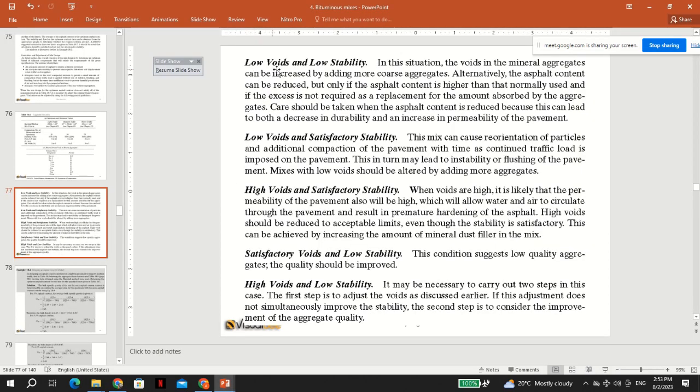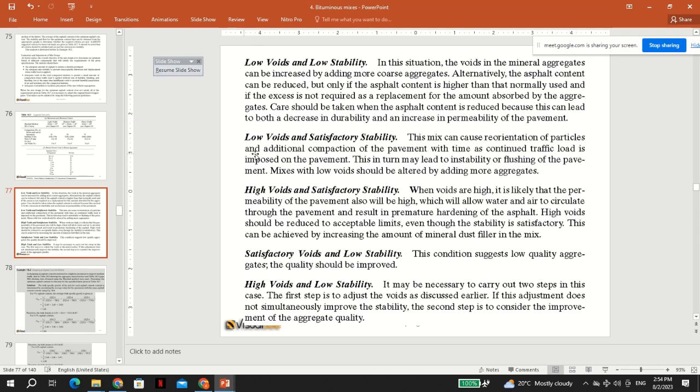If we have low voids and low stability in this situation, the voids in the mineral aggregates can be increased by adding more coarse aggregates. Alternatively, the asphalt content can be reduced, but only if the asphalt content is higher than normal and the excess is not required as a replacement for the amount absorbed by the aggregates. Care should be taken when the asphalt content is reduced, because this can lead to both a decrease in durability and an increase in permeability of the pavement.